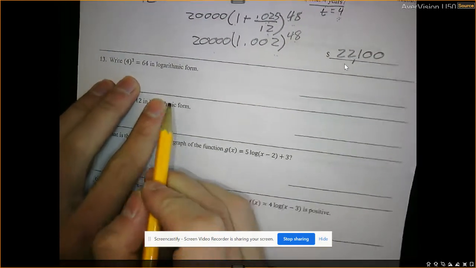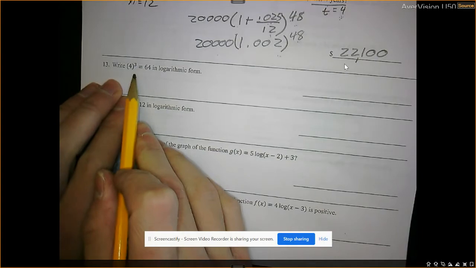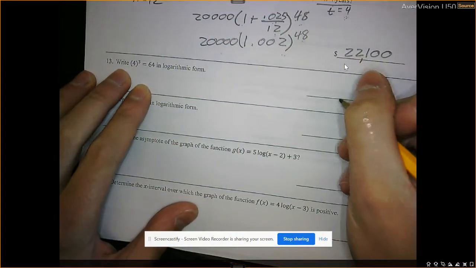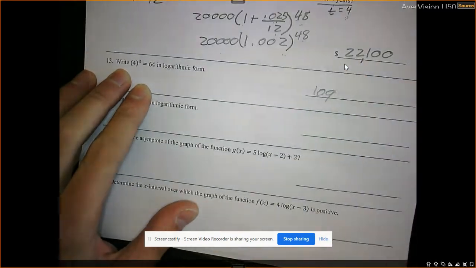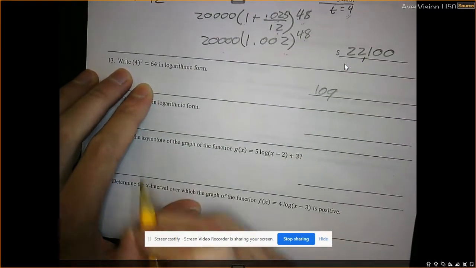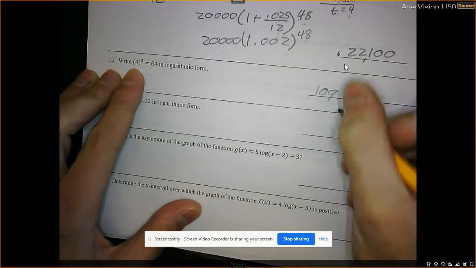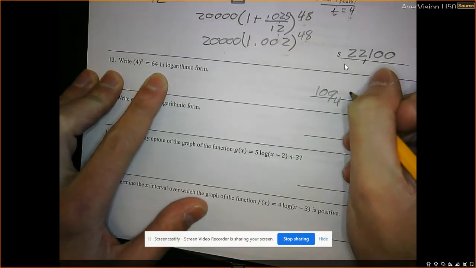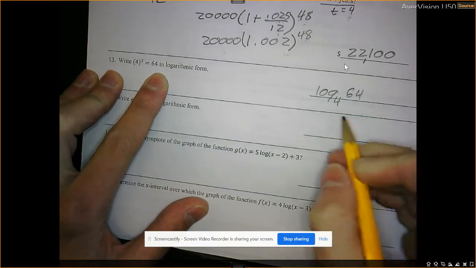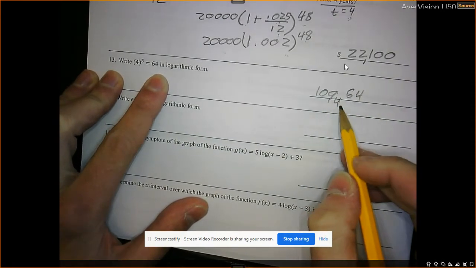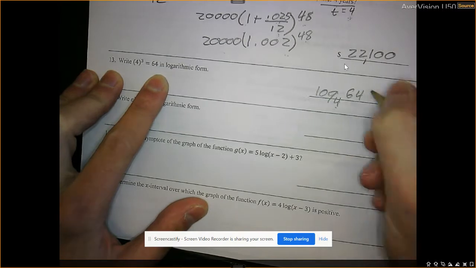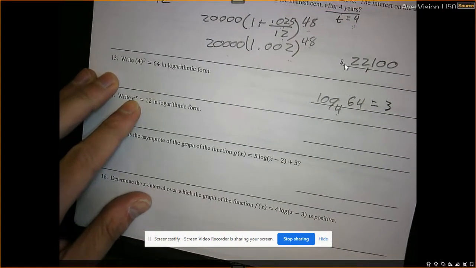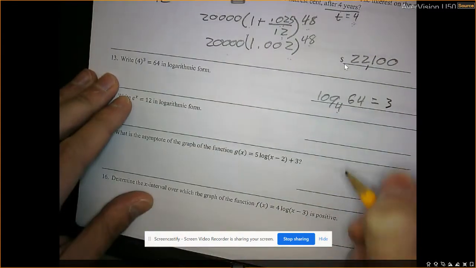Okay, 13 here. We have 4 to the third equals 64. Well, if we're writing this as a log, we have log, and then we have the base. Our base is whatever our base was in our exponent. Then whatever it equaled, we write it as log base 4 of 64 equals our exponent. So you always set it equal to whatever your exponent is.